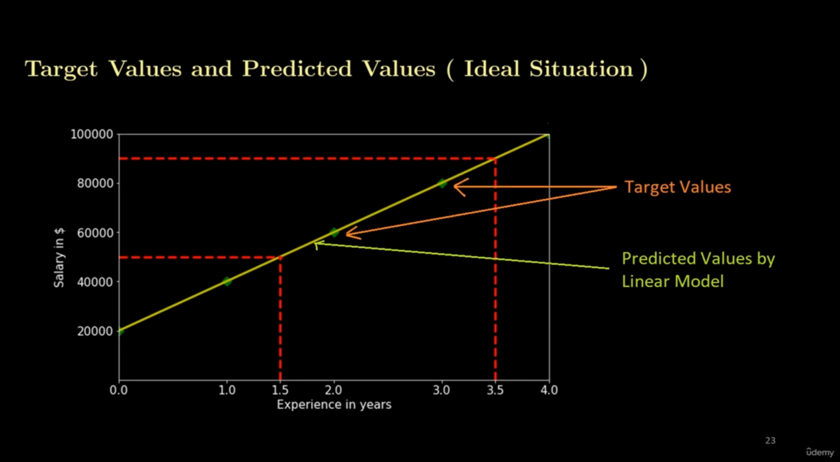So the case where the target values and the predicted values are the same will be considered an ideal situation. And in the ideal situation, there will be no error and the accuracy of the model will be 100%. So this is the ideal scenario in which all the predicted values are equal to the target values.